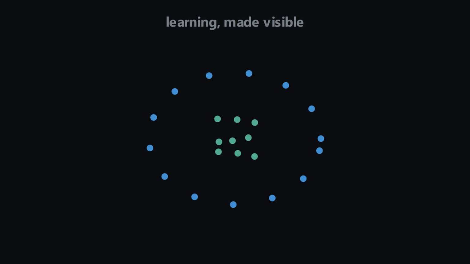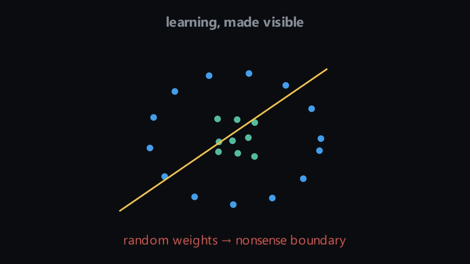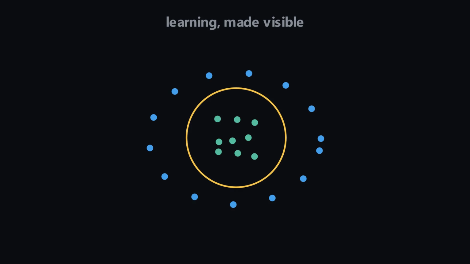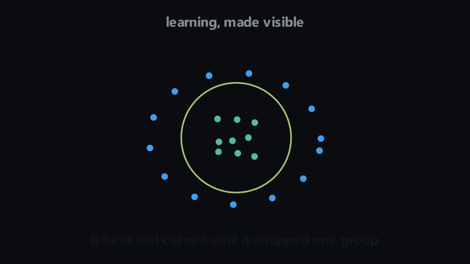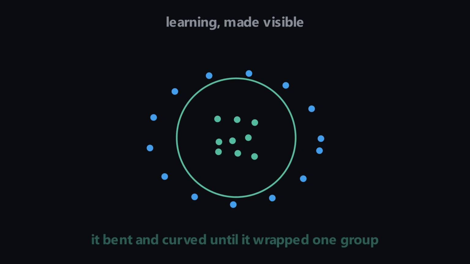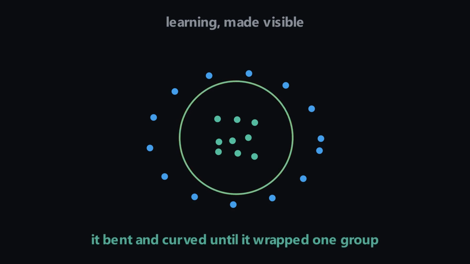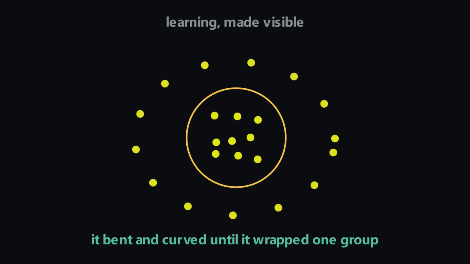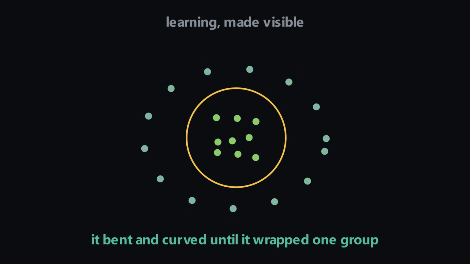Let's watch it happen on something we can actually see. Two kinds of dots, scattered on a plane, and a network learning to separate them. At the start, with random weights, its dividing line is nonsense, slicing straight through both groups. Step by step, the boundary bends and curves, settling until it cleanly wraps one group apart from the other. No one drew that shape. Gradient descent found it. That's learning made visible, a surface slowly molding itself to the data.